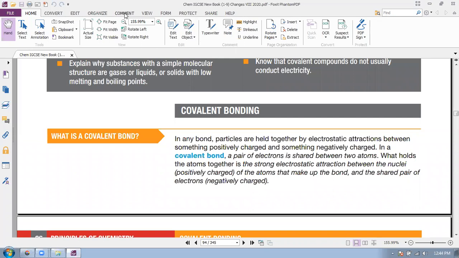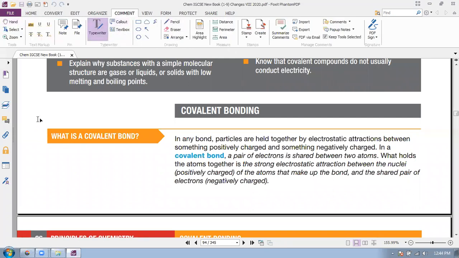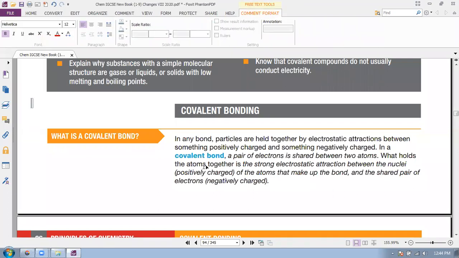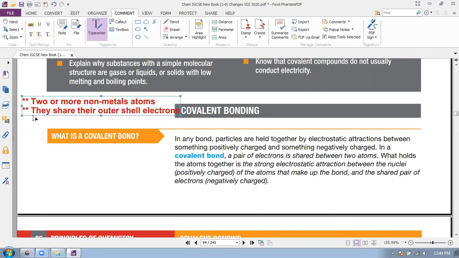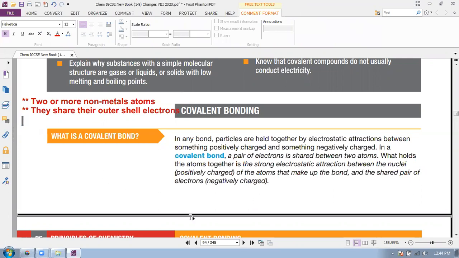So what are the requirements to form covalent bonding that we read? Covalent bonding requirements are two or more non-metal atoms. What do they do? They share their outer shell electrons. How do they share their outer shell electrons? They share outer shell electrons in a way to complete their outer shell full.